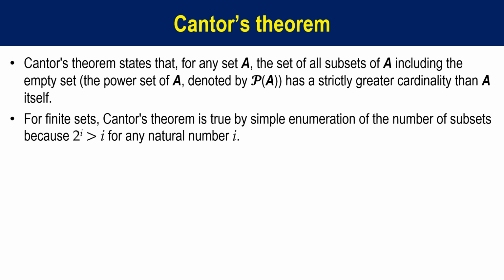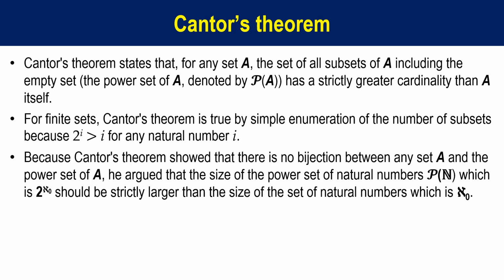For finite sets, Cantor's theorem is true by simple enumeration of the number of subsets, because 2 to the power of i is larger than i for any natural number i. Because Cantor's theorem shows that there is no bijection between any set A and the power set of A, he argued that the size of the power set of natural numbers P(N), which is 2 to the power of aleph null, should be strictly larger than the size of the set of natural numbers, which is aleph null.